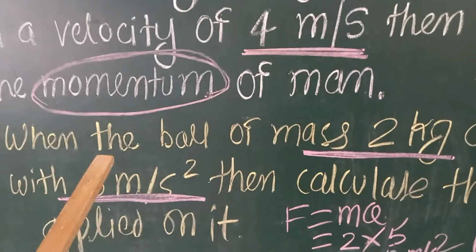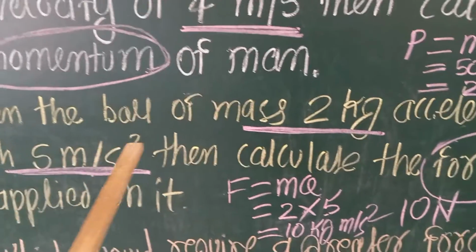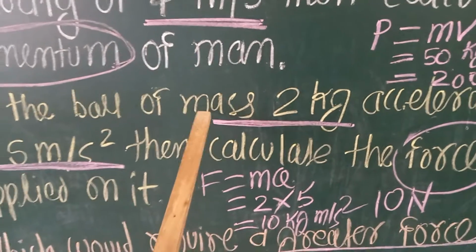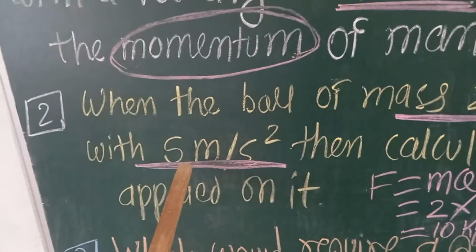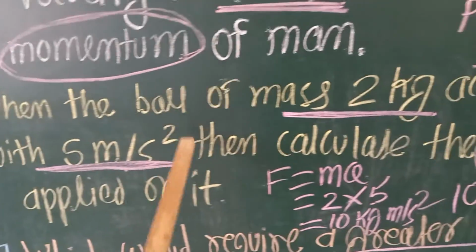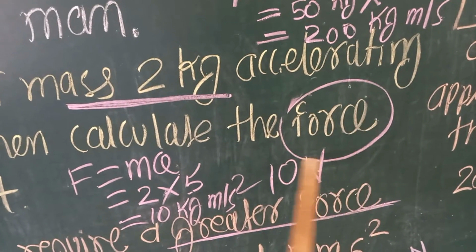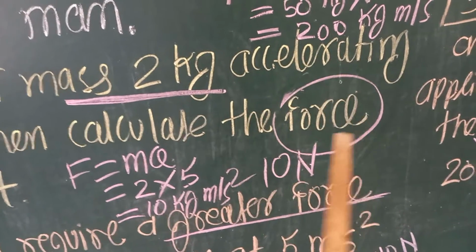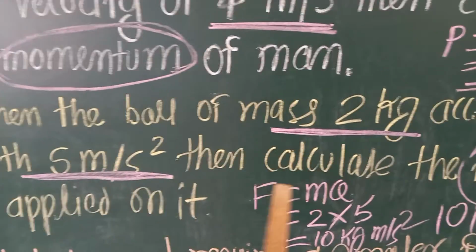What is the discipline while solving the problems? At first, what is given? How many things are given? Mass is given, m, that is 2 kg. Acceleration given, 5 meter per second square. And what is asked to calculate? Force is asked to calculate. Force means F. Formula: force, F is equal to ma.